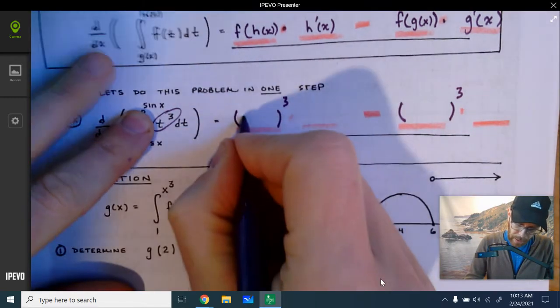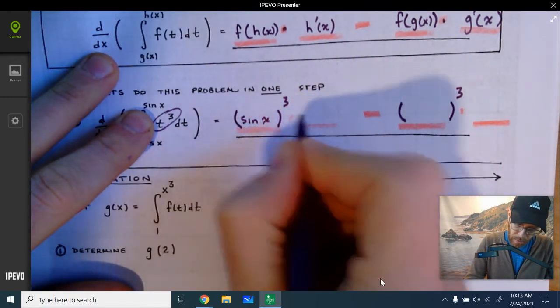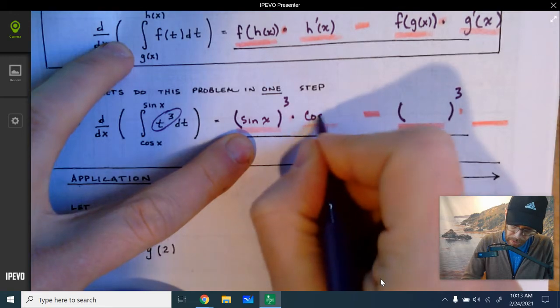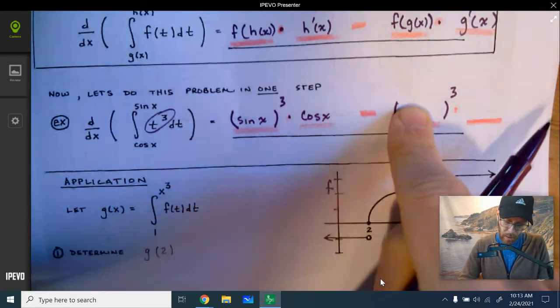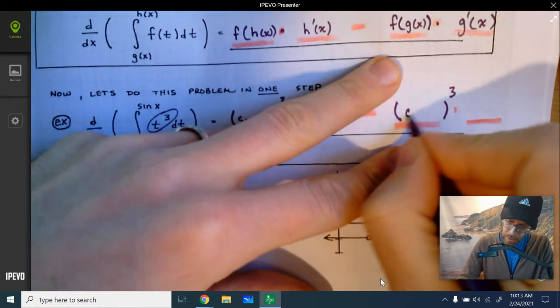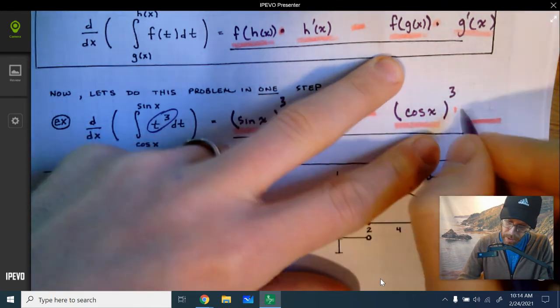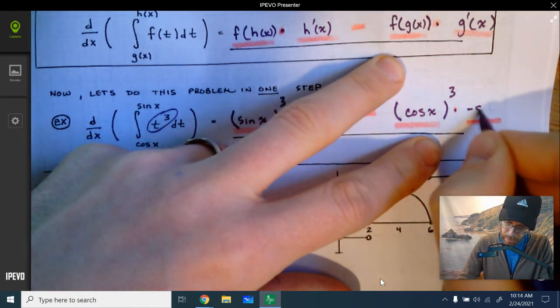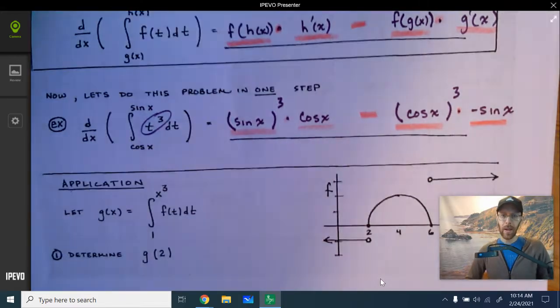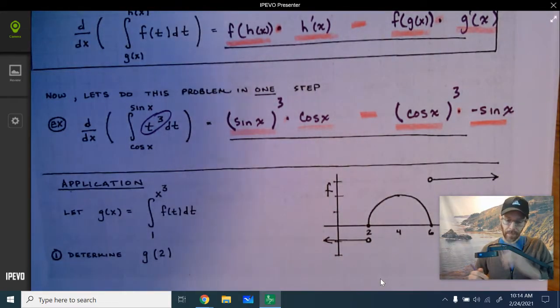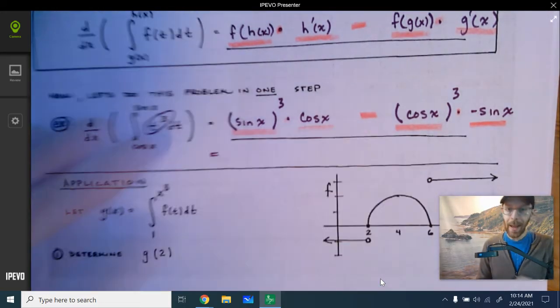The upper bound is sine of x, so this will be sine of x and derivative of sine of x. And then the lower bound is cosine of x. So inner function cosine times derivative of cosine is negative sine. There's your answer. If you got that, nice work.